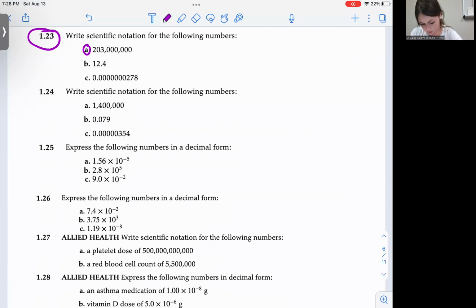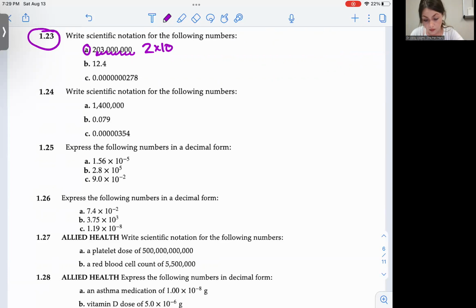So what are we going to do? Well, I like to do it like this. I like to draw it out, over the zero. So we're going to go 1, 2, 3, 4, 5, 6, 7, 8. Because this is how we determine the coefficient. It's going to be between 1 and 10, right? So it's going to be 1 or more but less than 10, right? So here you have 2, so here's where you're going to put the decimal. 2, that's going to be your coefficient, times 10.